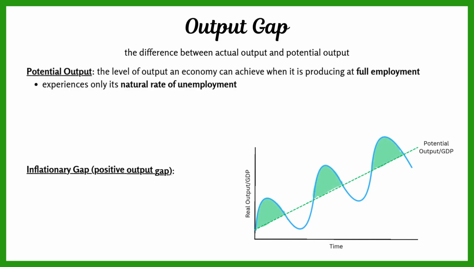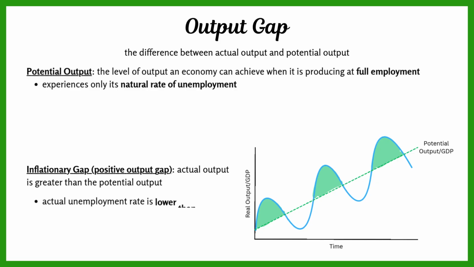An inflationary gap or a positive output gap occurs when the actual output is greater than the potential output. During this period, the actual unemployment rate is lower than the natural rate of unemployment, meaning that there is very low frictional and structural unemployment.